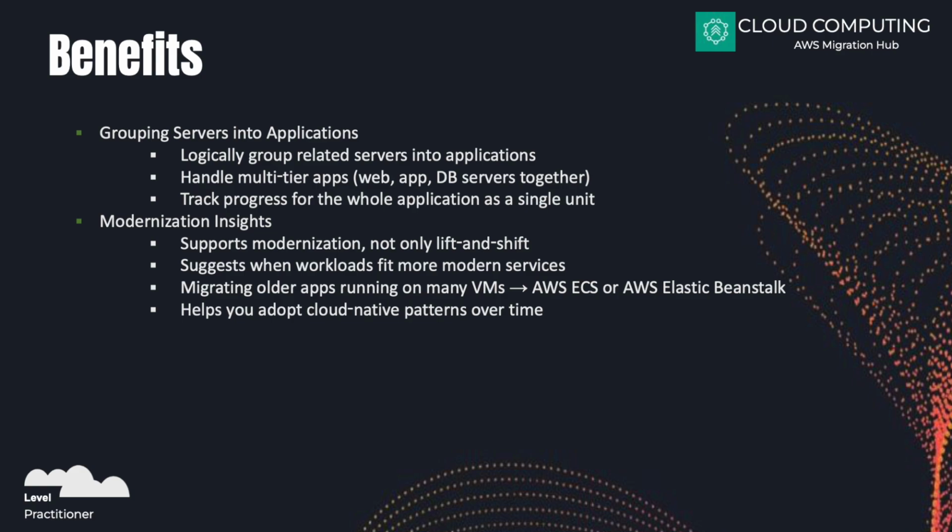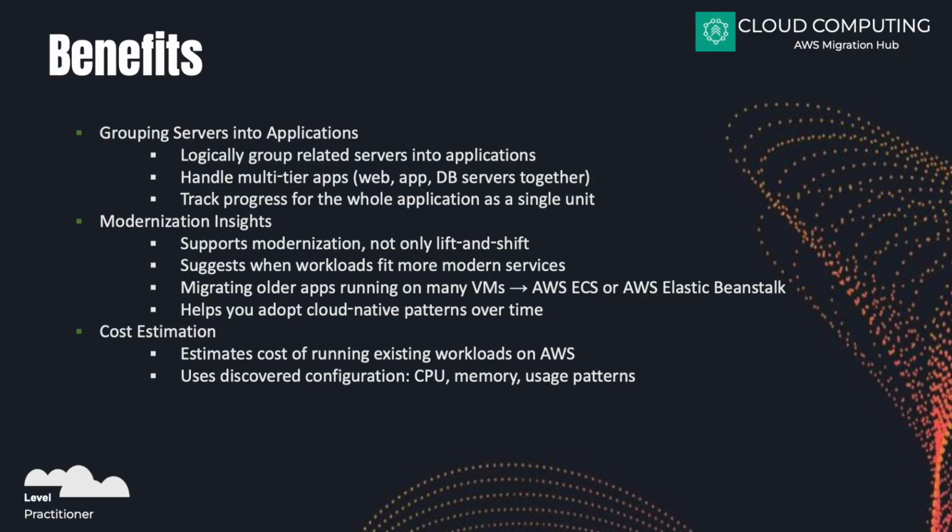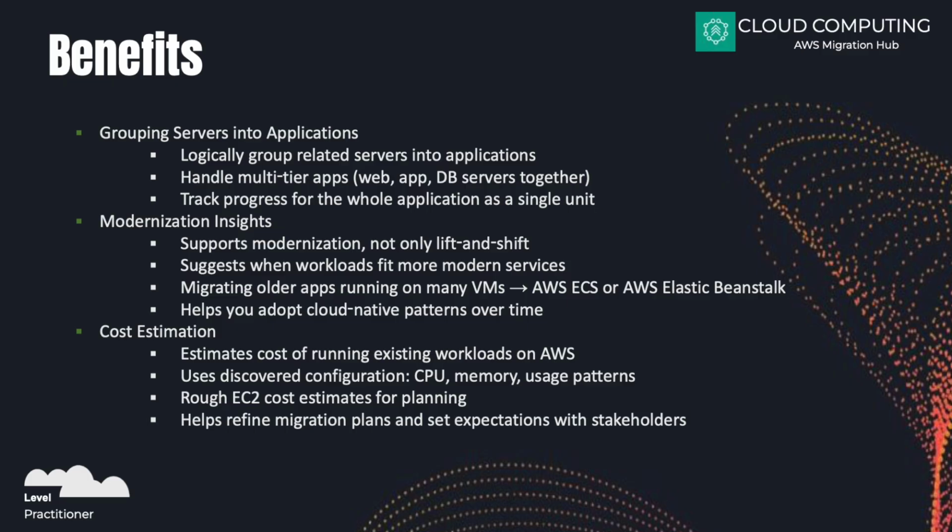And last but not least, on top of that, Migration Hub can provide an estimate of the cost of running your existing workloads on AWS as well. Using the discovered configuration like CPU, memory, and the usage patterns, it can give you a rough idea of what it might cost to run comparable EC2 instances in the cloud. This is very helpful in the early planning stages when you're trying to answer questions like, how much will it cost if we move this application to AWS, and such questions. You can then use those estimates to refine your migration plan and set expectations with your team or stakeholders.